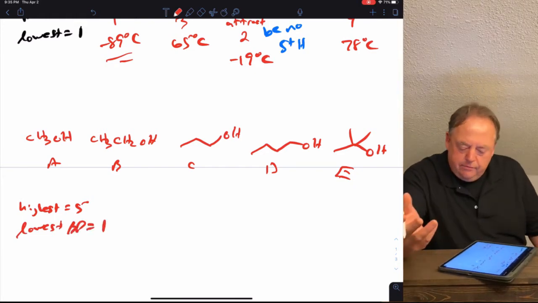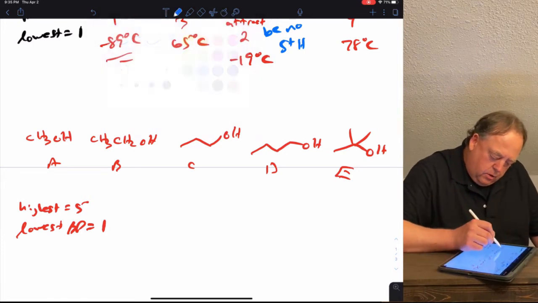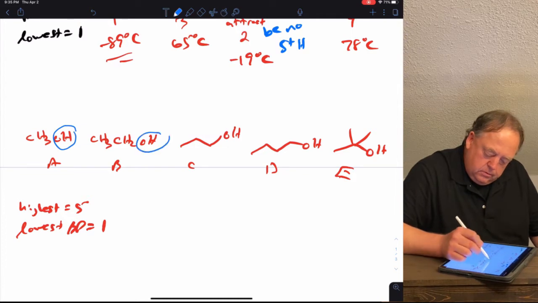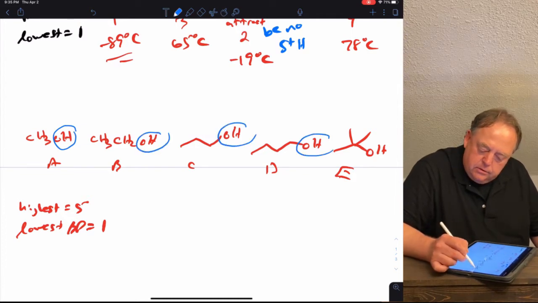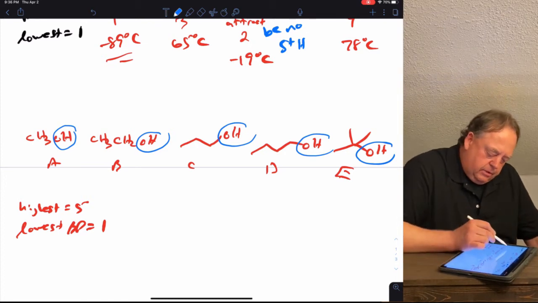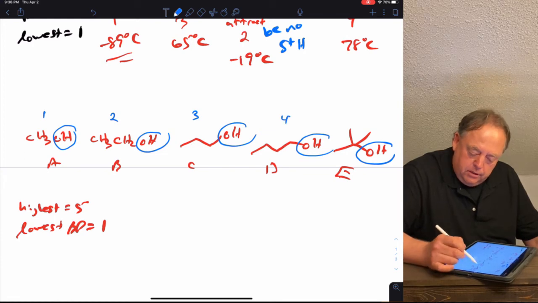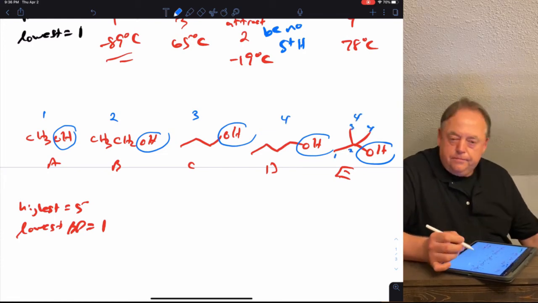Okay, so which one's lowest? So what type of intermolecular attractions can they make? Well, they all have an OH. So they can all make hydrogen bonds. So that's a wash. So then you could go to surface area. Well, this has 1 carbon, 2 carbons, 3 carbons. This has 4 carbons. And this also has 4 carbons, right? Because that's 1, 2, 3, and 4.